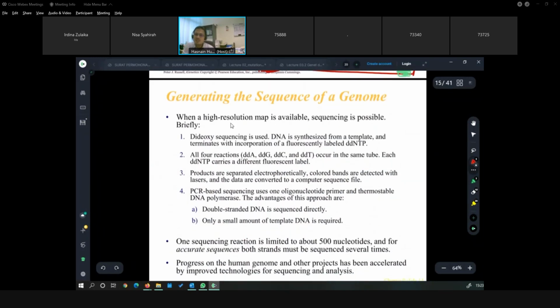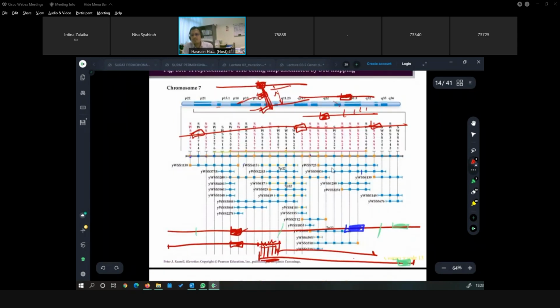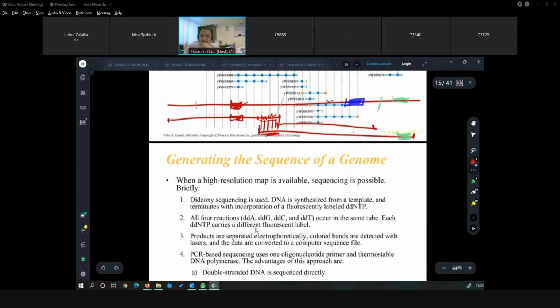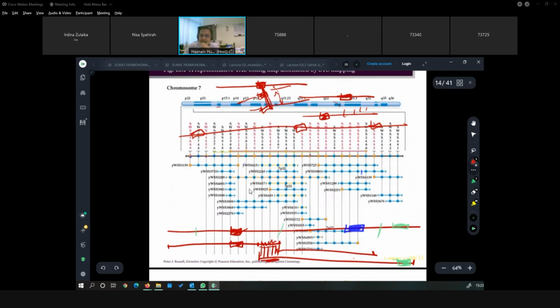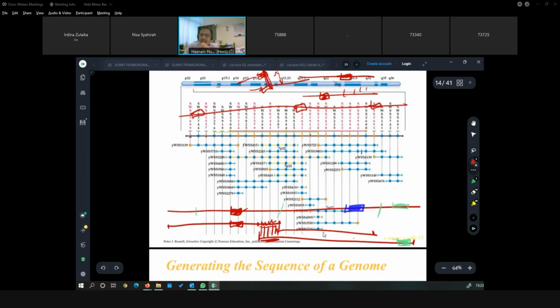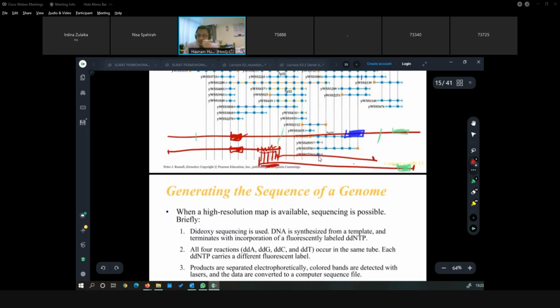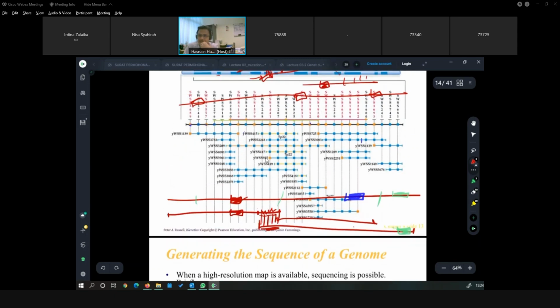So when a high resolution map is available, sequencing is possible. Basically just now I jumped the gun a little bit because this is mentioning the sequencing. Once you have the fragments overlapping, you clone, then you can do sequencing, and the overlapping will let you know the relative position. So this is considered a high resolution map, because you always have very detailed marker positions. This marker is a known position, right?